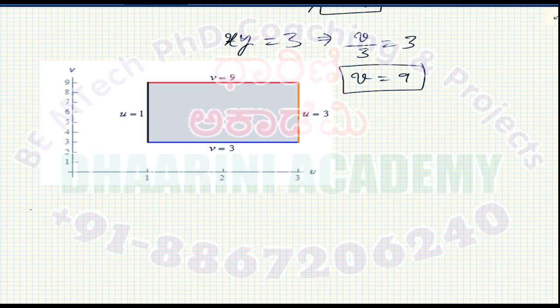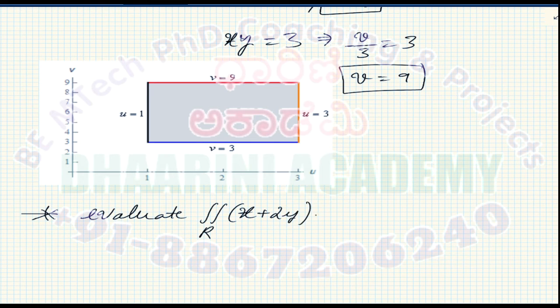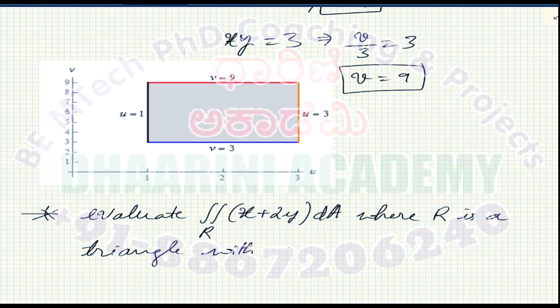The next problem is like this. Evaluate the double integral over the region R of (x+2y) dA, where R is a triangle, okay? It's a triangle with vertices (0,3), (4,1), and (2,6).